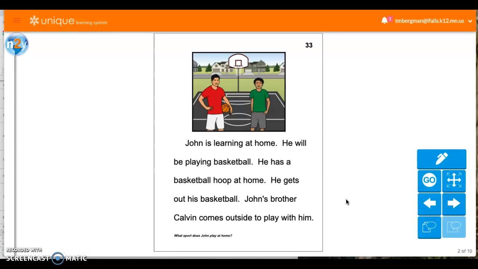John is learning at home. He will be playing basketball. He has a basketball hoop at home. He gets out his basketball. John's brother Calvin comes outside to play with him. So what sport does John play at home? What is he playing? Yeah, he plays basketball.